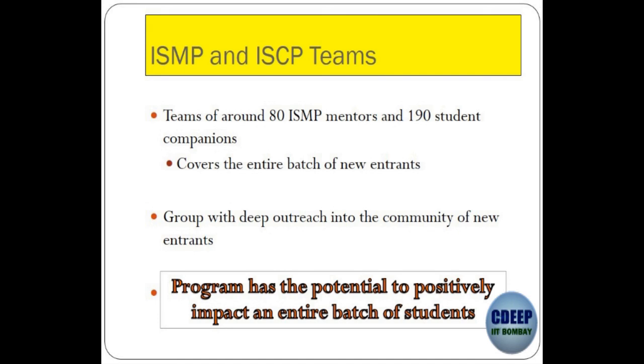So what is it that we have? We have a team of ISMP and ISCP. Together we have 80 ISMP mentors and 190 ISCP companions. So we have a very large team of 270 students, and these 270 students cover the entire batch of new entrants, both the undergraduates as well as the master's students.